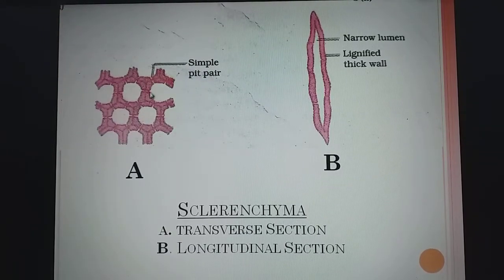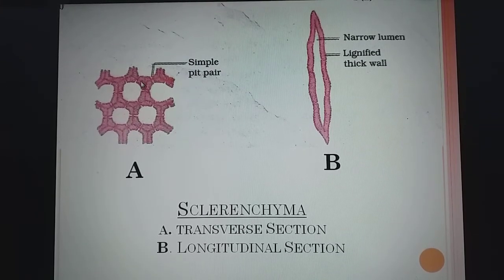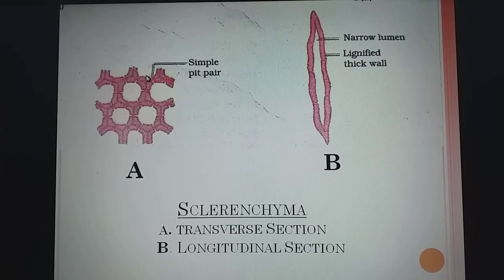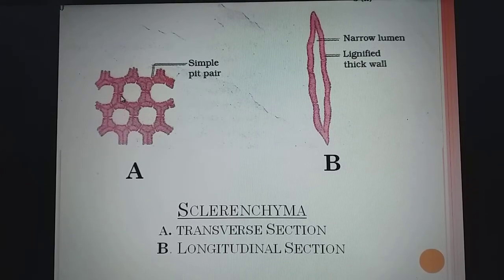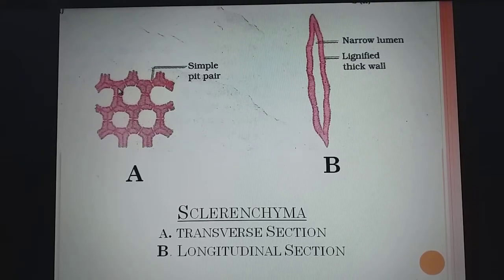Now to make it more clear, I have pasted a diagram. See here, these are the depositions of lignin. This part you are seeing is the deposition of lignin, and that narrow unthickened part is known as the simple pit pair, and this is known as the lumen. So you can think that when the deposition is there, this lumen becomes small, but if you remove this deposition, the lumen will become bigger.